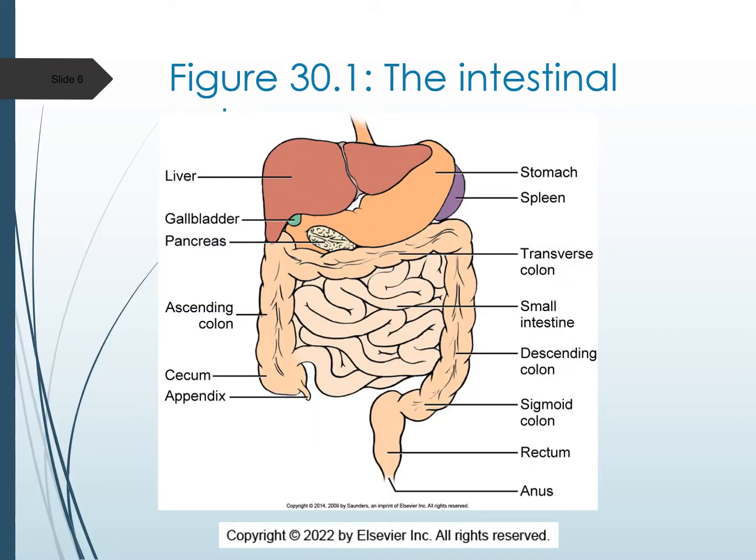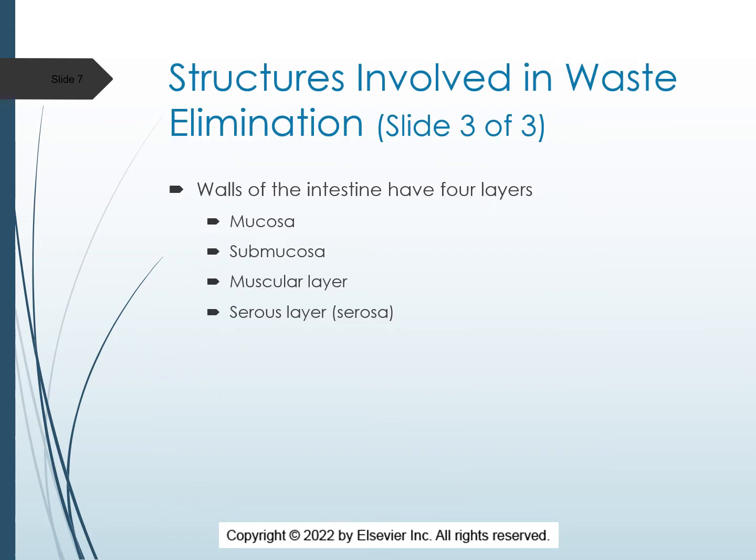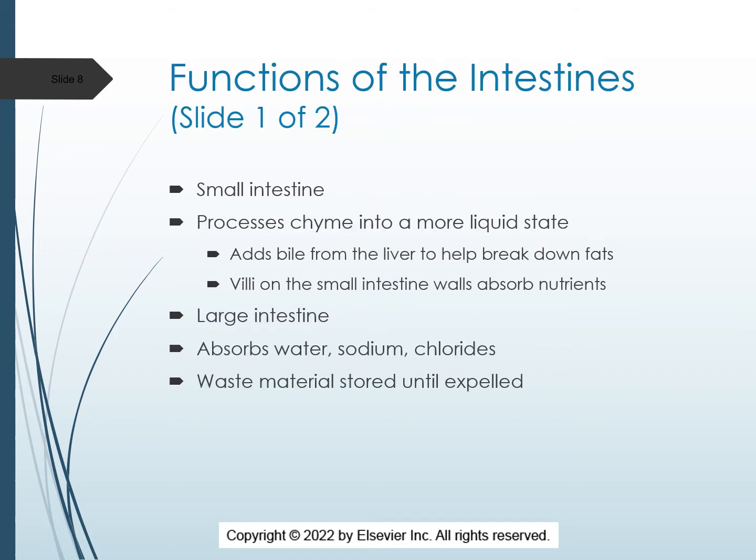And this picture can be seen on page 583, figure 30.1, the intestinal system. The walls of the intestines have four layers: the mucosa, submucosa, muscular layer, and a serous layer called the serosa. The small intestine will further process chyme into a more liquid state. In the large intestine, water, sodium, and chlorides are reabsorbed, and waste material is propelled to the anus. The large intestine contains bacteria that break down waste products.